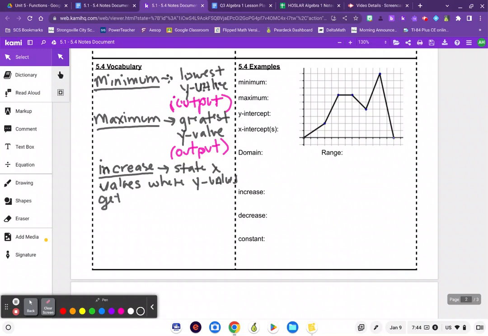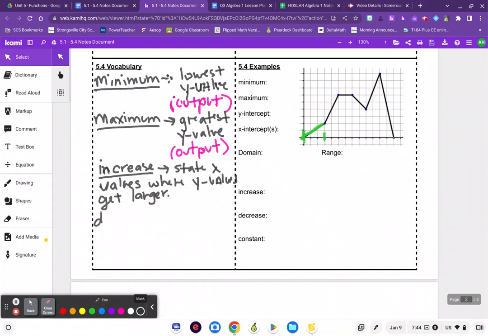So I understand that this can get a little confusing. You are looking at the part of the graph where the y values get bigger, but you're answering in terms of x. For example, when I look at this graph over here, starting at the origin, my y values are getting bigger as I move left to right, but the answer I would give for increase would have to do with the x values where that graph is moving upwards, okay?